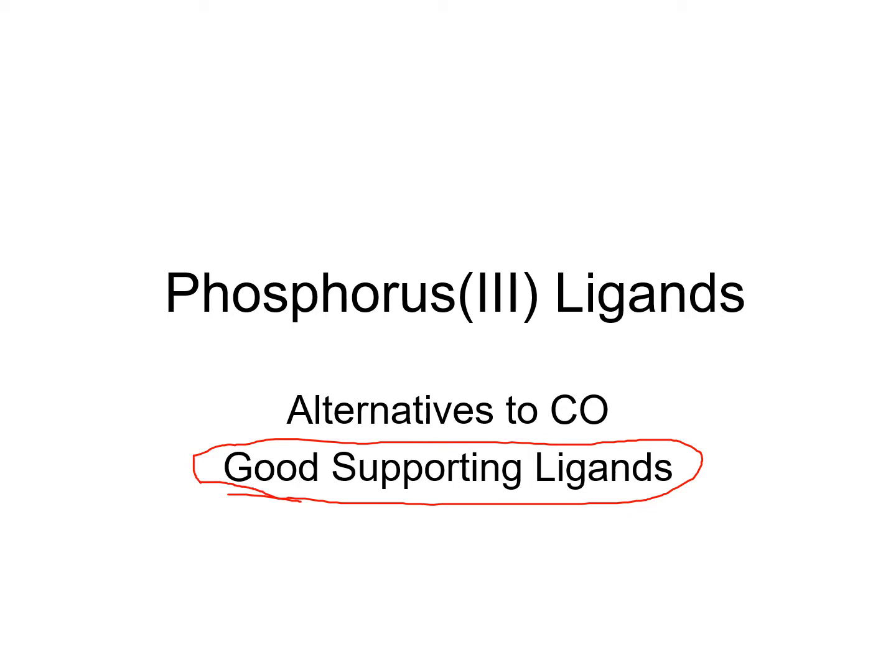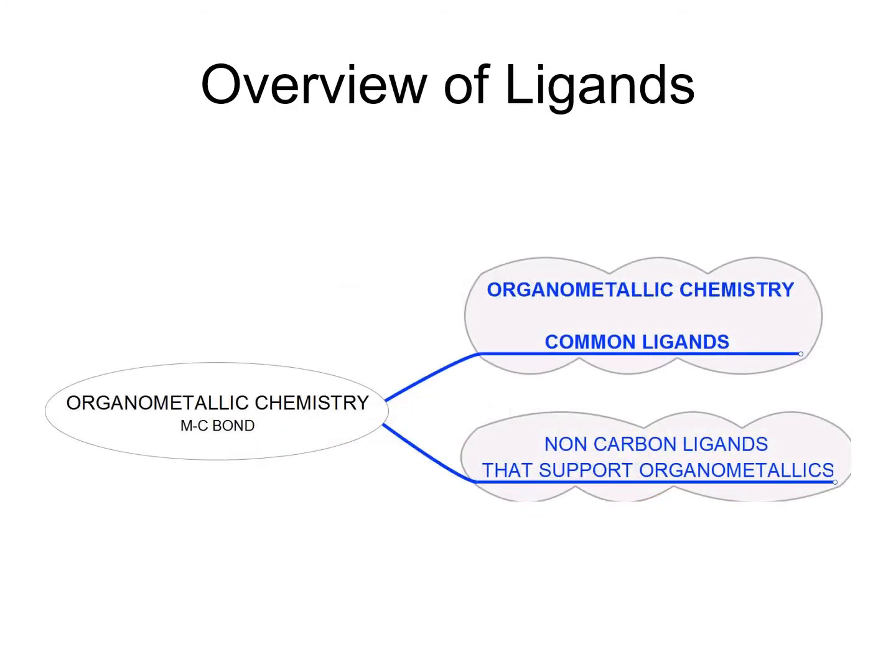Now, if I look at a ligand map, I can think of organometallic chemistry as being composed of those compounds which have a metal carbon bond, but there are several ligands which are supporting ligands, and many of them are non-carbon in nature. The metal is bonded to an element other than carbon.